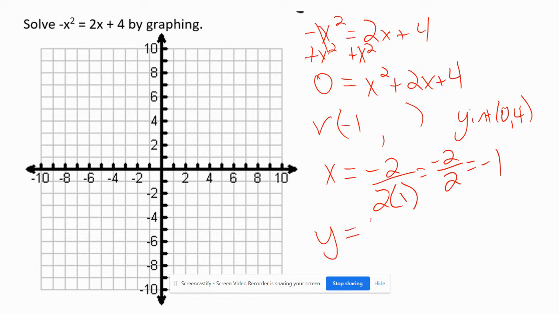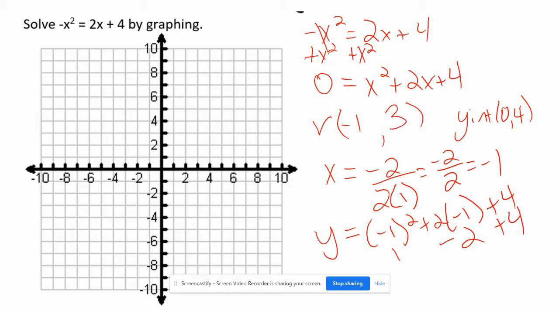For our vertex, we have x is equal to negative b over 2a. That's negative 2 over 2, which is negative 1. And then our y value, negative 1 squared, plus 2 times negative 1 plus 4 gives us 1 minus 2 plus 4, which is 3. So negative 1, 3, and 0, 4. That means we also have a point at negative 2, 4 because of our axis of symmetry.